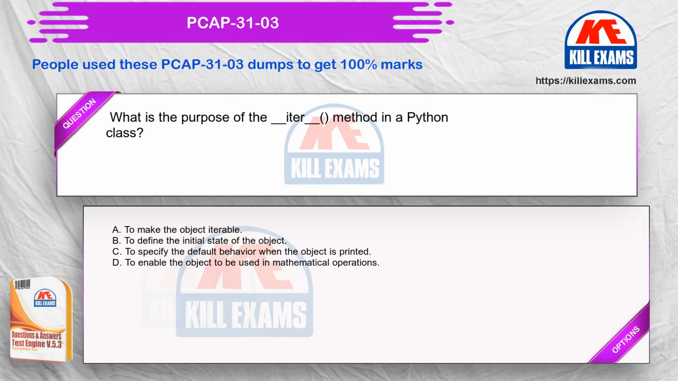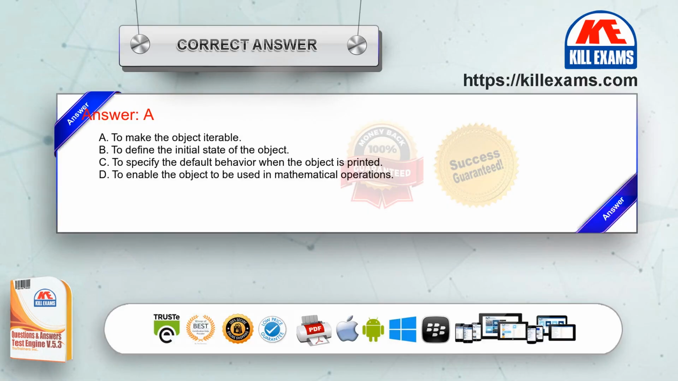What is the purpose of the __iter__ method in a Python class? A. To make the object iterable. B. To define the initial state of the object. C. To specify the default behavior when the object is printed. D. To enable the object to be used in mathematical operations. The correct answer is option A.